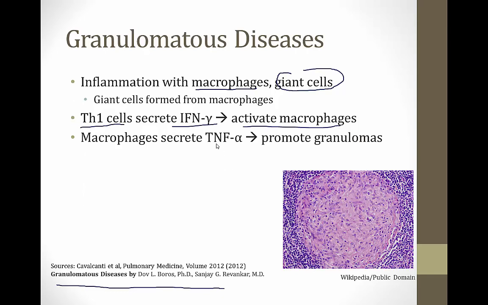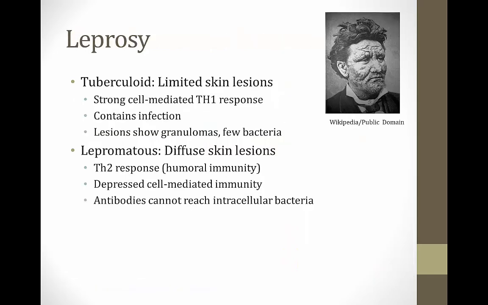In addition, macrophages can secrete TNF-alpha, which is a very important cytokine that's been shown to promote the formation of granulomatous inflammation. Leprosy is an infection with the Mycobacterium leprae, and there are two forms of leprosy based on whether or not you have a Th1 or Th2 response. Tuberculoid leprosy is the milder form of the disease. These patients have limited skin lesions where they lose sensation over a patch of skin. These patients have a strong cell-mediated Th1 response that contains the infection, and if you biopsy the lesions, you see granulomas and relatively few mycobacteria.